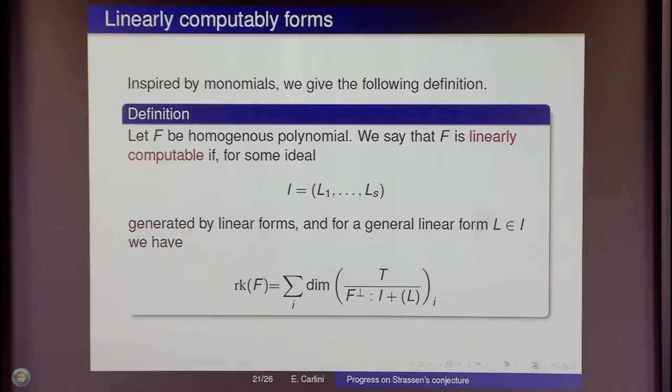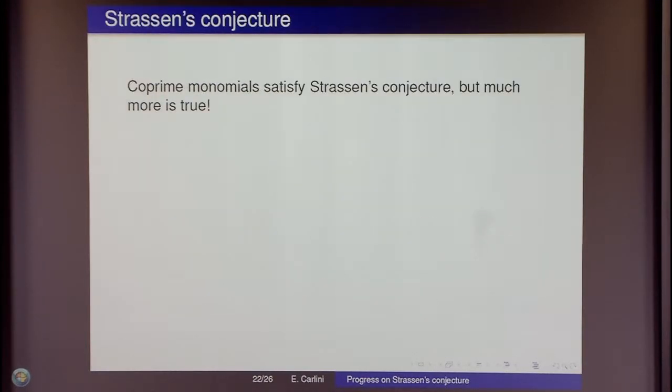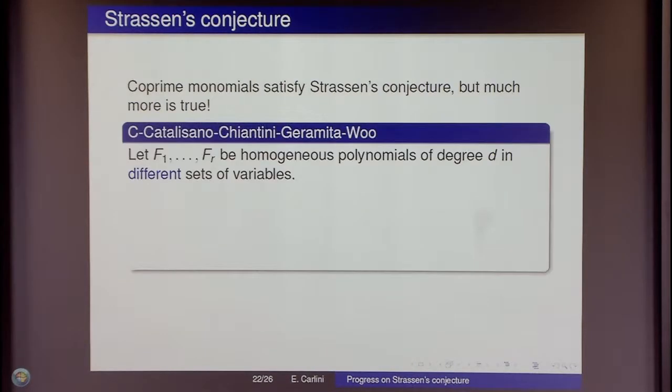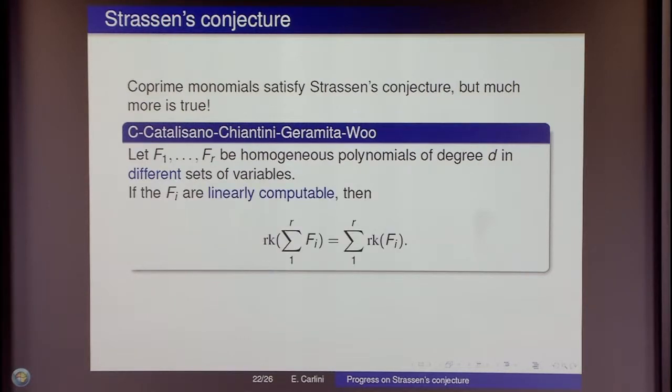And this is true, for example, for monomials, and this is relevant because what we realized is that if you have this, then the property of coprime monomials satisfying Strassen's conjecture moves on. And it is satisfied for everything which is linearly computable. So if you have homogeneous polynomials in different sets of variables, and they are also linearly computable, then the rank of the sum is the sum of the ranks. So it's not only for monomials, it's true for everything having the property of being linearly computable.